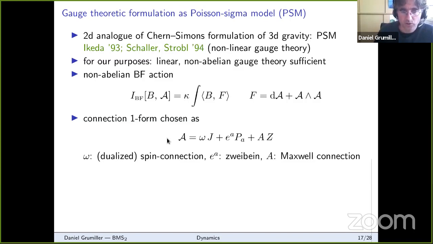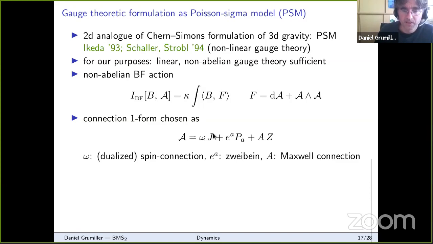So for an interpretation of this BF action as a 2D gravity model with a Maxwell field, we choose the connection 1-form as follows. So we dualize the spin connection. That's more or less similar to what people do in 3 dimensions. There you also dualize the spin connection, but to something that still has an index. In 2 dimensions, when you dualize the spin connection, you don't have an index.